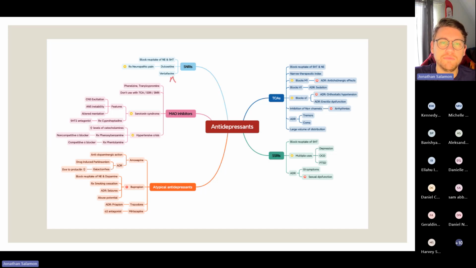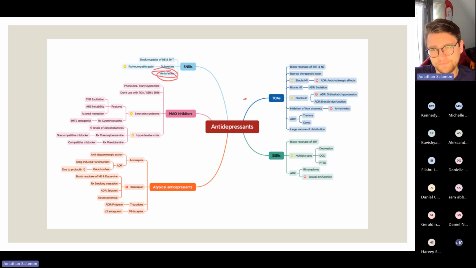Please remember that venlafaxine treats your OCD, obsessive compulsive disorder, panic disorder, and PTSD. This is a norepinephrine and serotonin reuptake inhibitor, whereas SSRIs are just serotonin, selective serotonin reuptake inhibitors. They have OCD and PTSD here for SSRIs.